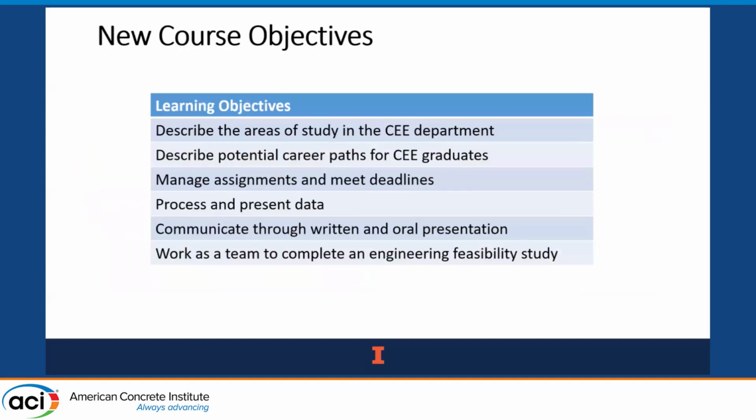So the first thing is we're rewriting the learning objectives. And so we maintained this first one where we want to be able to describe the areas of study in the civil and environmental engineering department. One thing about the University of Illinois, if you know anything about it, it's a pretty large department. We have over 50 faculty. We have 10 areas of study that students can specialize in at the undergraduate level.